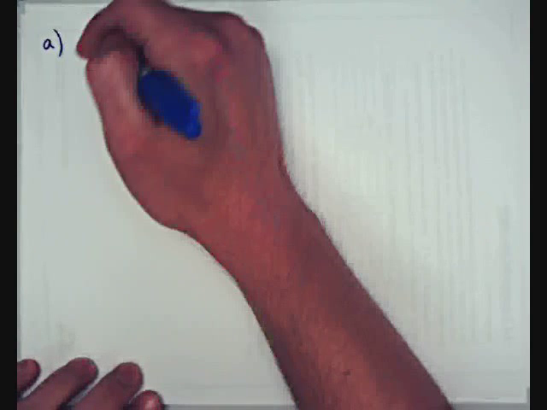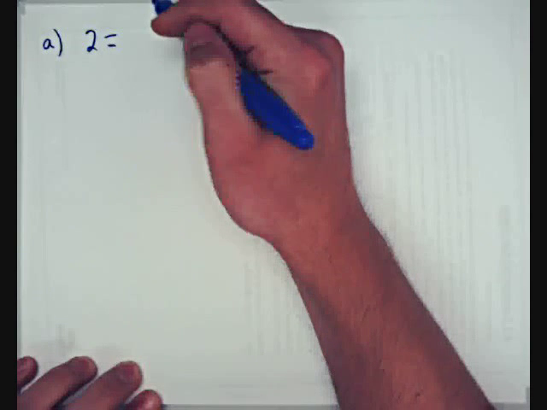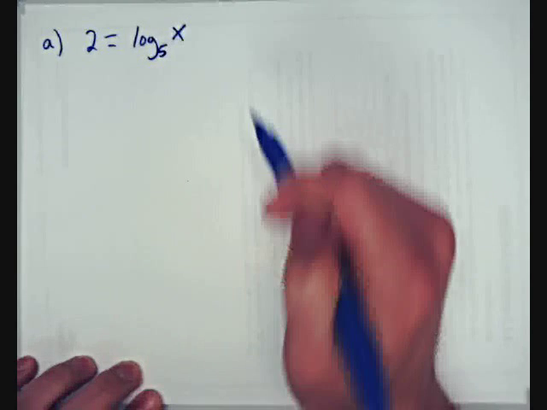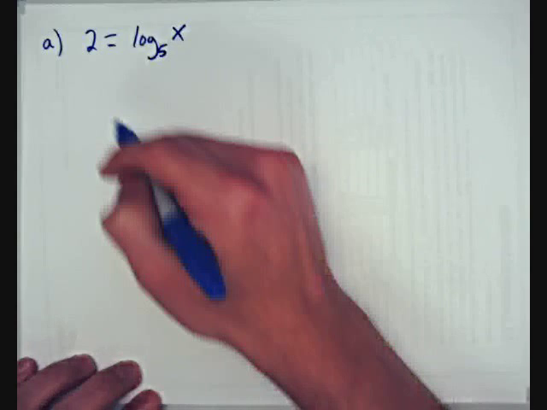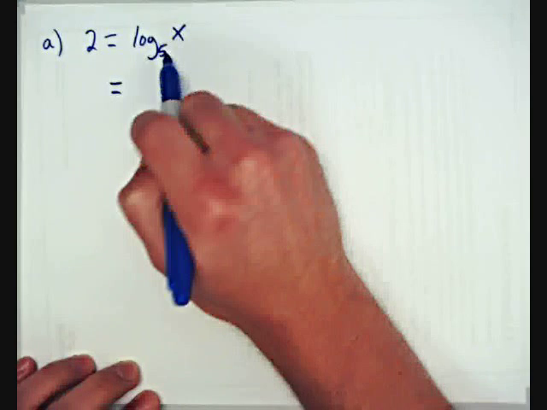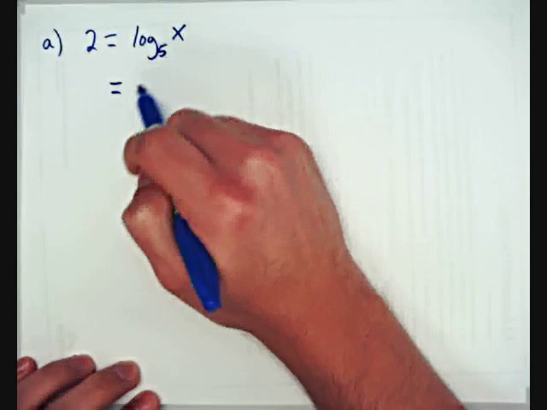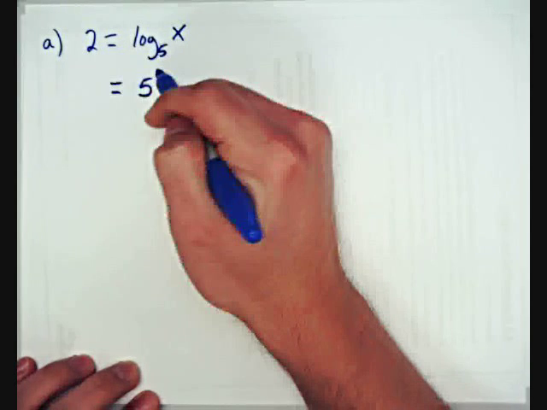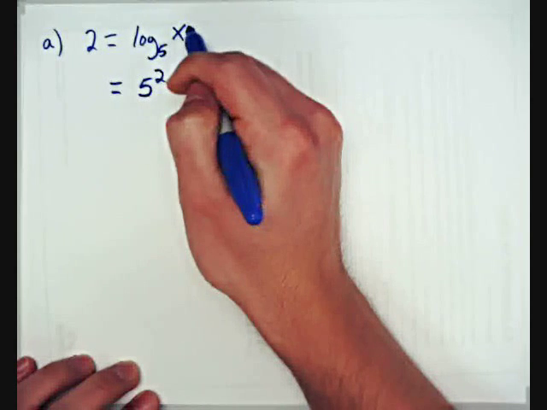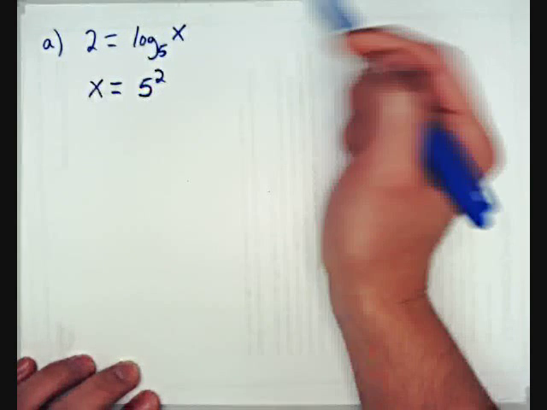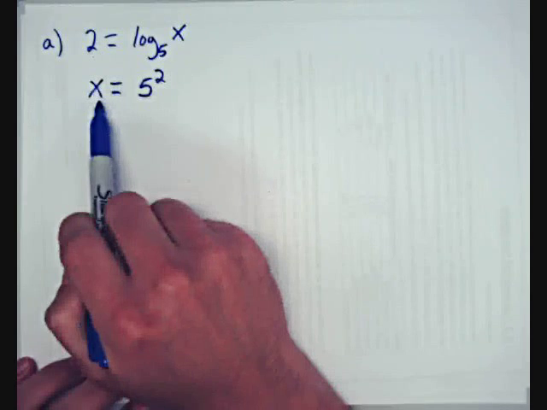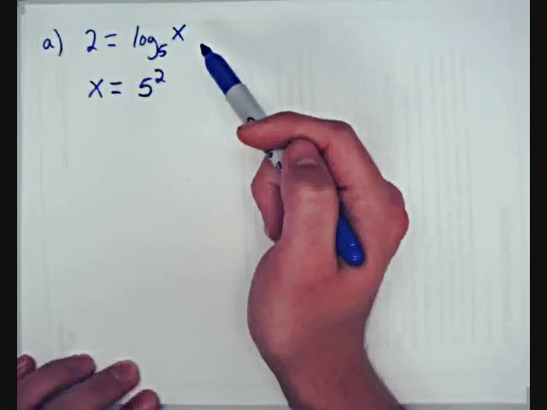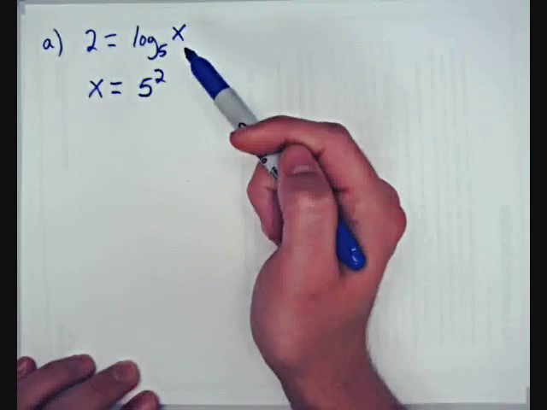Example 1, write each equation in its equivalent exponential form. So A, we have 2 equals the log of x with base 5. Okay, so to write as an exponential, the base of the log becomes the base of the exponential, and 2 switches sides, becomes the exponent on 5, and x switches sides, it becomes the equals part. So the exponential equation x equals 5 squared is the same thing as the log equation 2 equals the log of x with base 5.